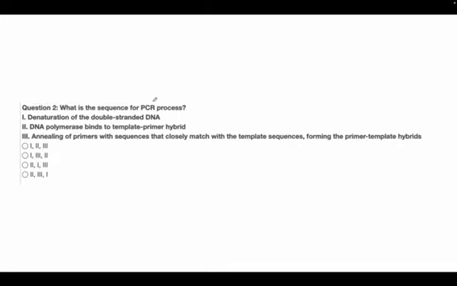What is the sequence for the PCR process? One, denaturation of the double-stranded DNA. Two, DNA polymerase binds the template-primer hybrid. Three, annealing of the primers with sequences that match the template sequences. So this is clearly the first. First we have to denature double-stranded DNA. Then we have to anneal primers. Only after the primers have formed the primer-template hybrid can the DNA polymerase bind. So the correct sequence should be 1, 3, 2.